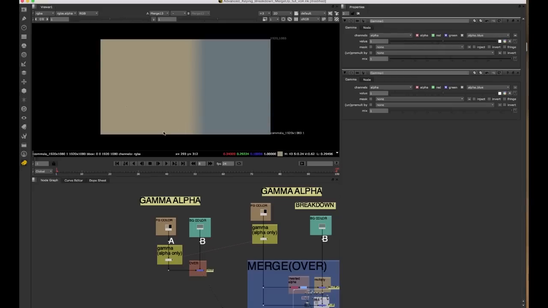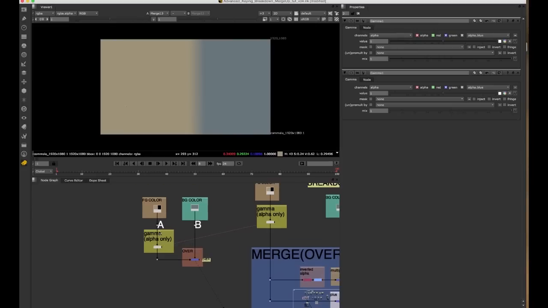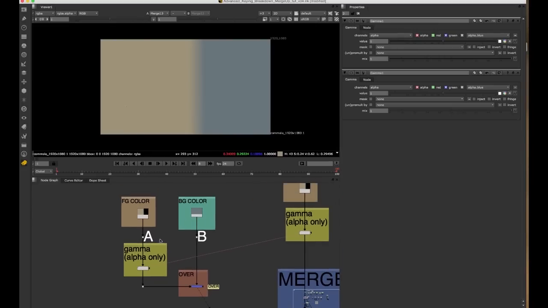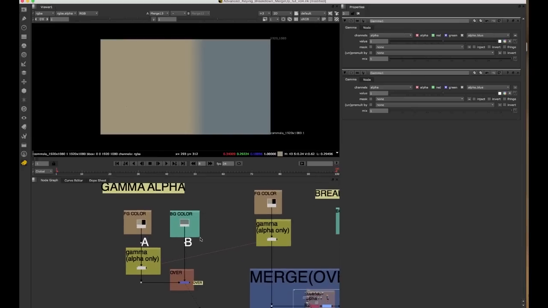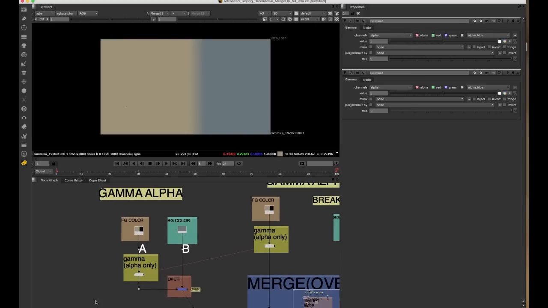Okay, so this next section is going to be gammaing the alpha on the A input side of the over, just before we put it over. And we're going to see exactly what that does. And this is going to build upon everything we've just talked about, specifically that unpremulting before you over makes the image a little brighter because it pluses, and double premulting makes the edge darker.